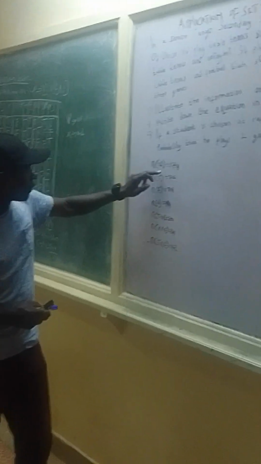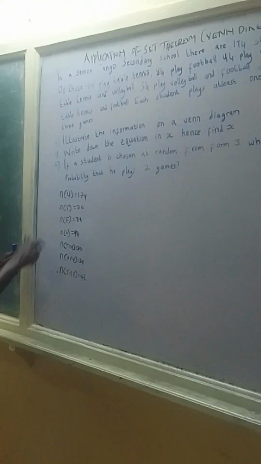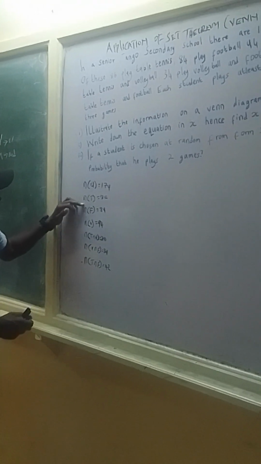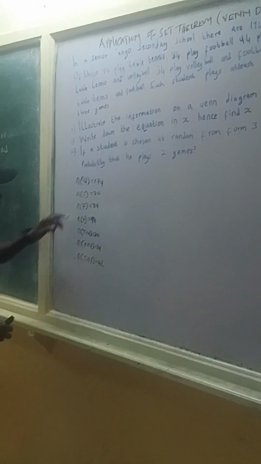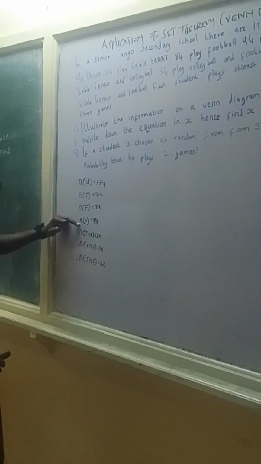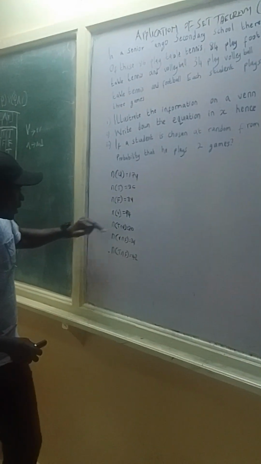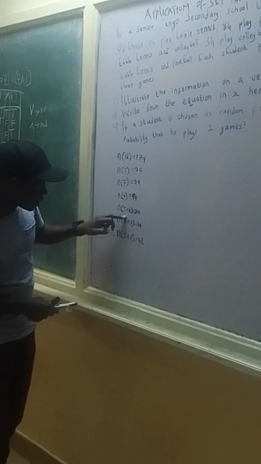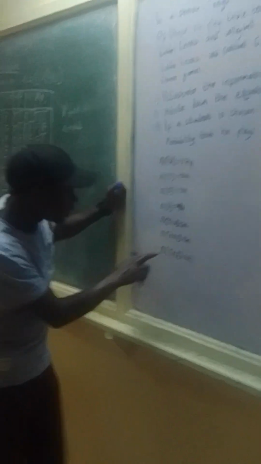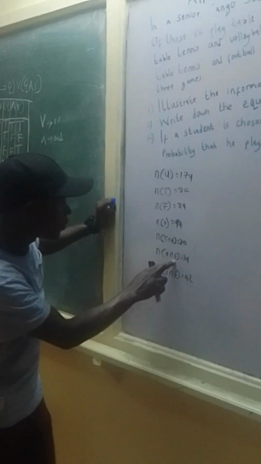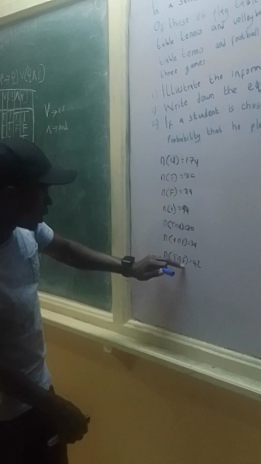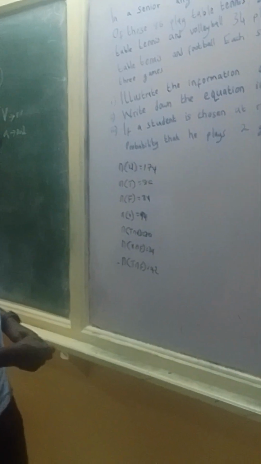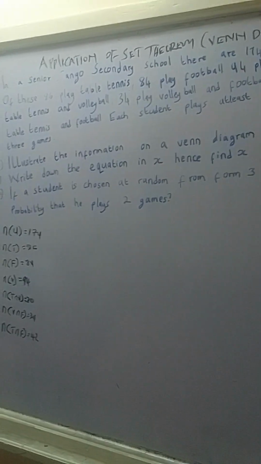The cardinality of the universal set is 174, which means that the total number of students is 174. The cardinality of students playing table tennis is 86, and of football is 84. The cardinality of volleyball is 94. Table tennis and volleyball is 30. Volleyball and football is 34. Table tennis and football is 42. So we have to illustrate this information in a Venn diagram.